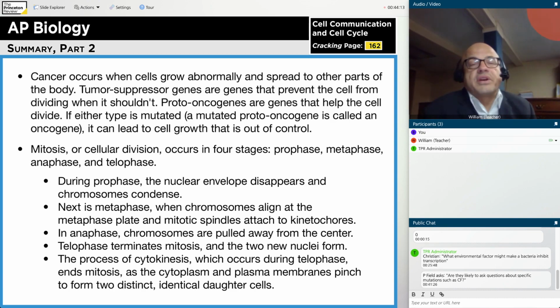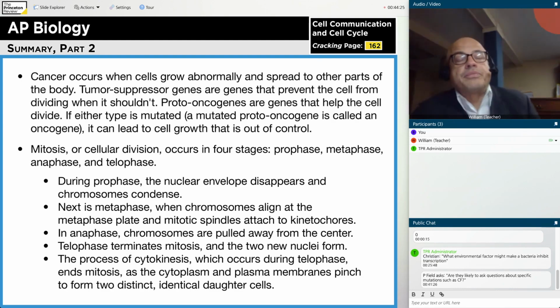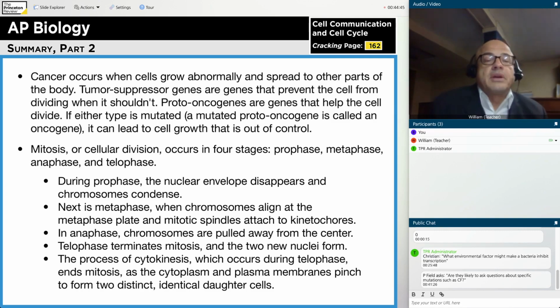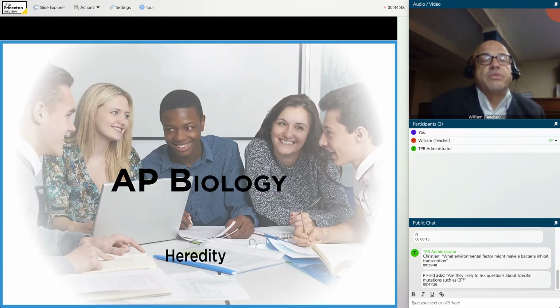Cancer, of course, is abnormal growth plus metastasis, or spread, in case you know that word. You're going to have tumor suppressor genes that basically prevent the cell from dividing when it shouldn't. That's the key thing, because that's the uncontrollable part of this. Proto-oncogenes are also going to help the cell divide. We talked about mitosis, which is your division, your PMAT, so that's a good review.